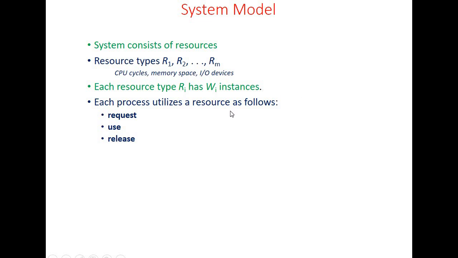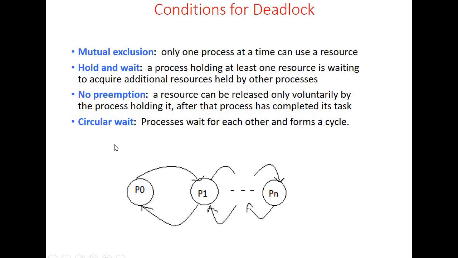Each resource is utilized by the process in the following way. A process requests the resource and uses the resource, then the process releases the resource. When a process accesses the resources in this order, there is a possibility of a deadlock occurring in the system.